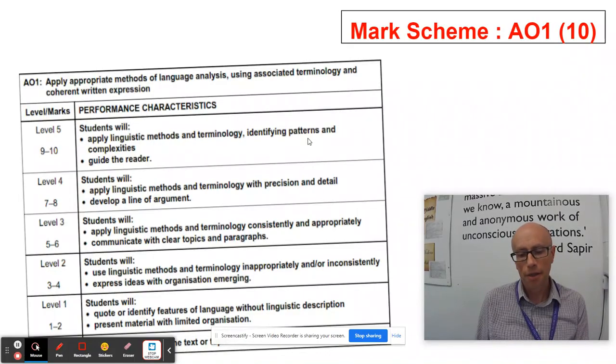So it's the idea that the answer to this question is by no means black and white, and your best linguists in the world aren't necessarily going to agree on one conclusion. So there are complexities in all of the arguments that you're putting forward. And the other thing is that you are guiding the reader. So you're taking the reader by the hand and you're guiding them through with really nice topic sentences.